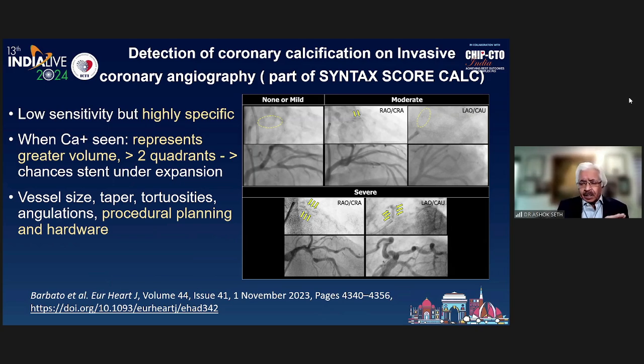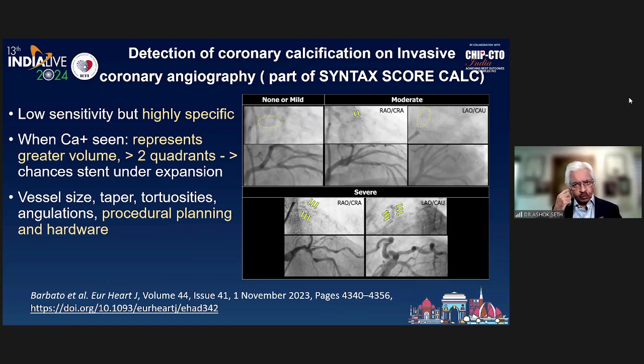Now we know that angiography is the baseline for detection of coronary calcium and is a part of the SYNTAX score calculation, but it has low sensitivity, but is highly specific. What does that mean? While we grade calcium on angiography as mild, moderate, severe, when calcium is seen on angiogram, it represents a greater volume of calcium. It represents at least two quadrants of calcium. It has higher chances of underexpansion.